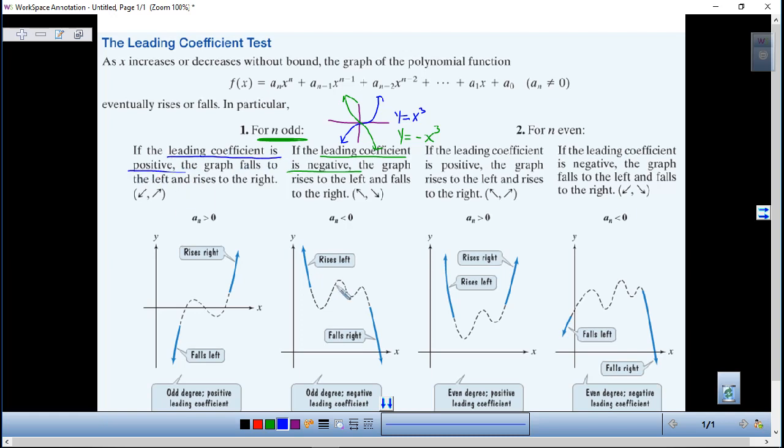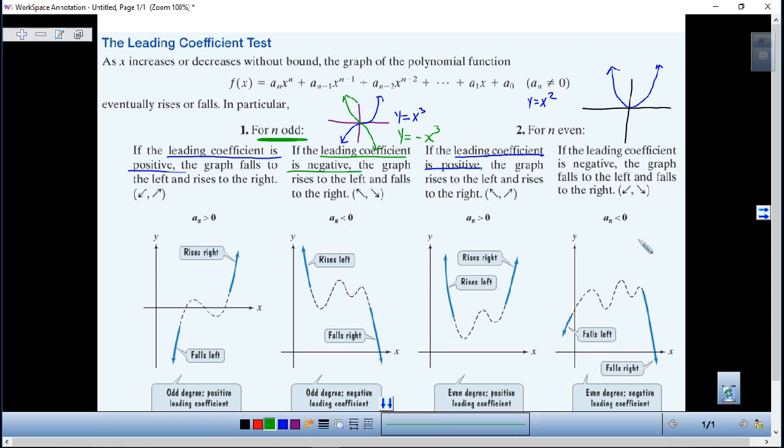See? Not real difficult, is it? Now, if you're talking about n that's even, well, it's even easier because it's a graph that you've seen even more times. The base even graph that I'll usually think of is y equals x squared. So if the leading coefficient is positive, the graph rises to the left and rises to the right, just like our favorite graph that we just got through talking about in 2.2, the parabola.